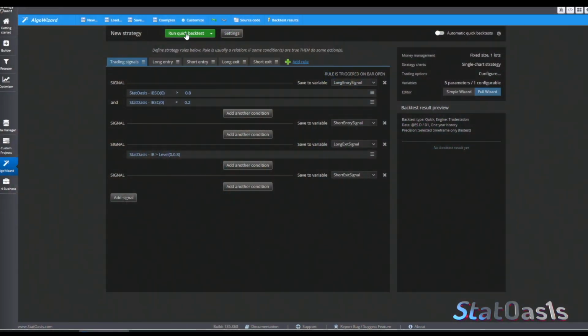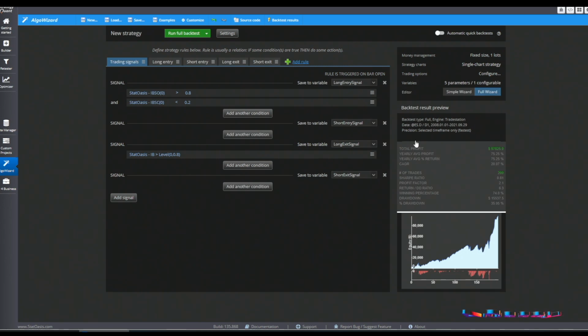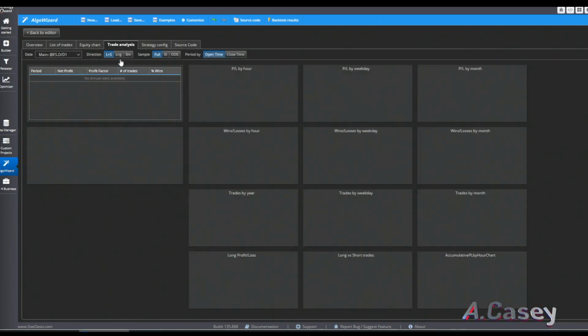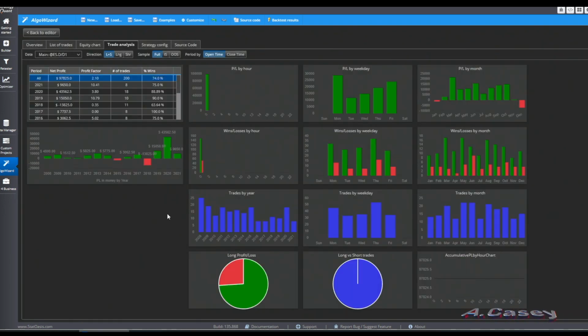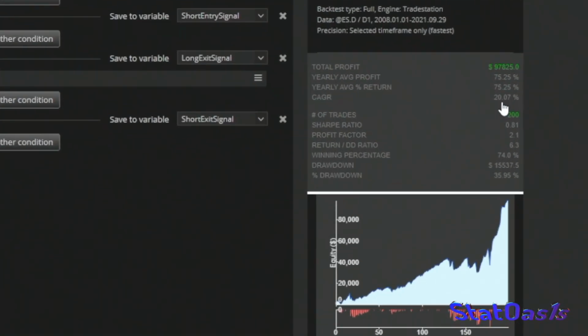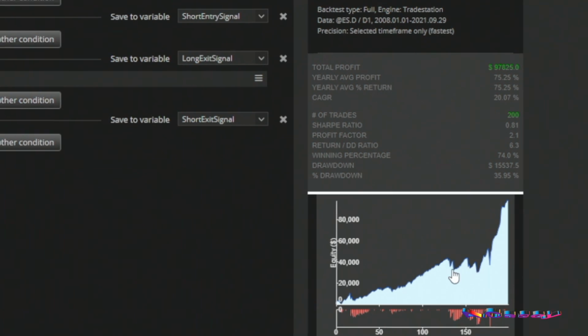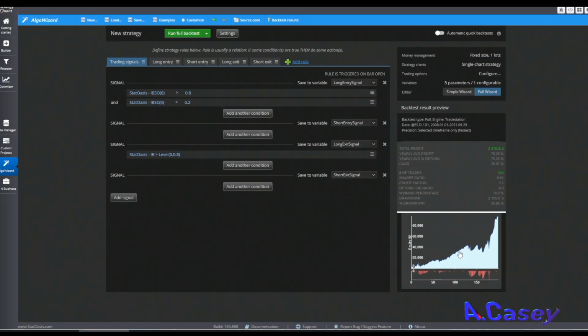Okay, so let's test the strategy as is. This is on daily time frame, and since 2008 we have 200 trades, so that's roughly averaging one trade a month. Now the strategy is compounding at 20%, which is really good, and 36% drawdown.